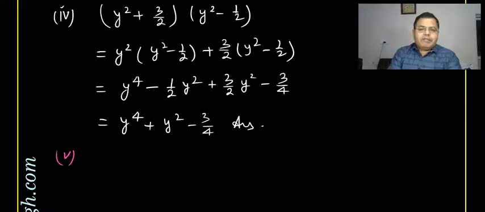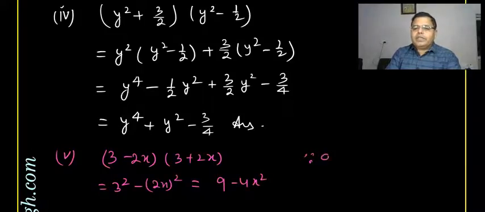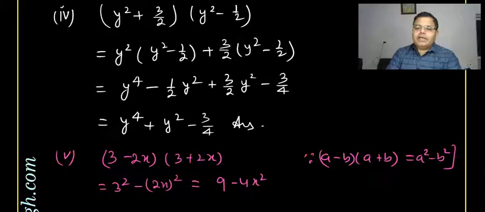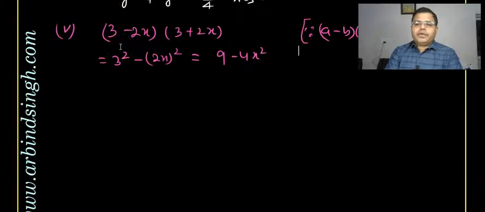Now question number 5 is 3 minus 2x into 3 plus 2x, and that is nothing else but 3 square minus 2x whole square, that is 9 minus 4x square. I have used here the identity that a minus b into a plus b is a square minus b square. So that will be 9 minus 4x square. I hope you got it. A is 3 here, so I have taken 3 square, and b is 2x, so 2x whole square is 4x square. So these are some questions of the first second question.